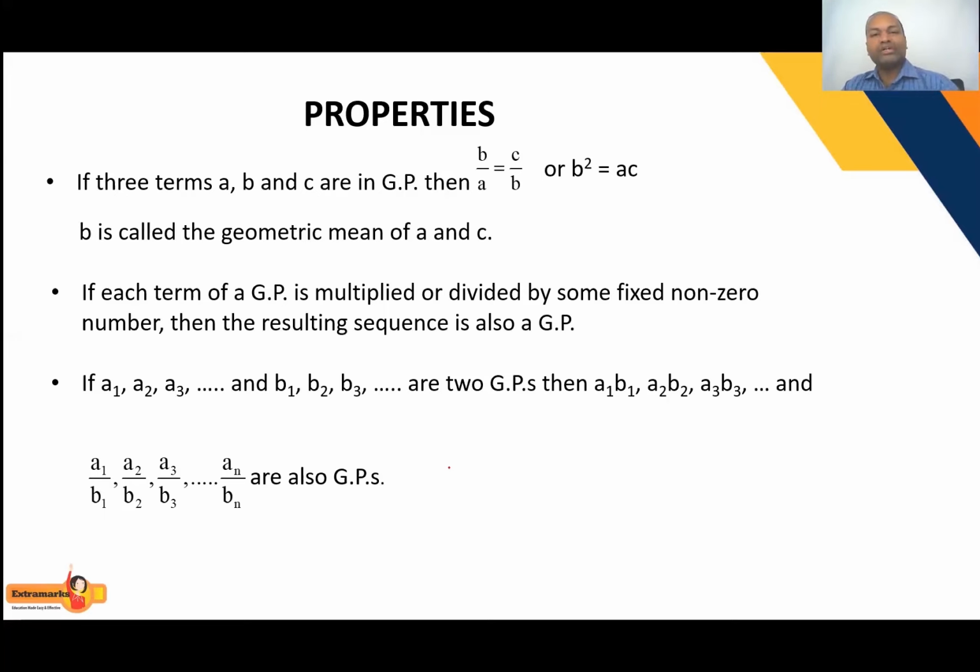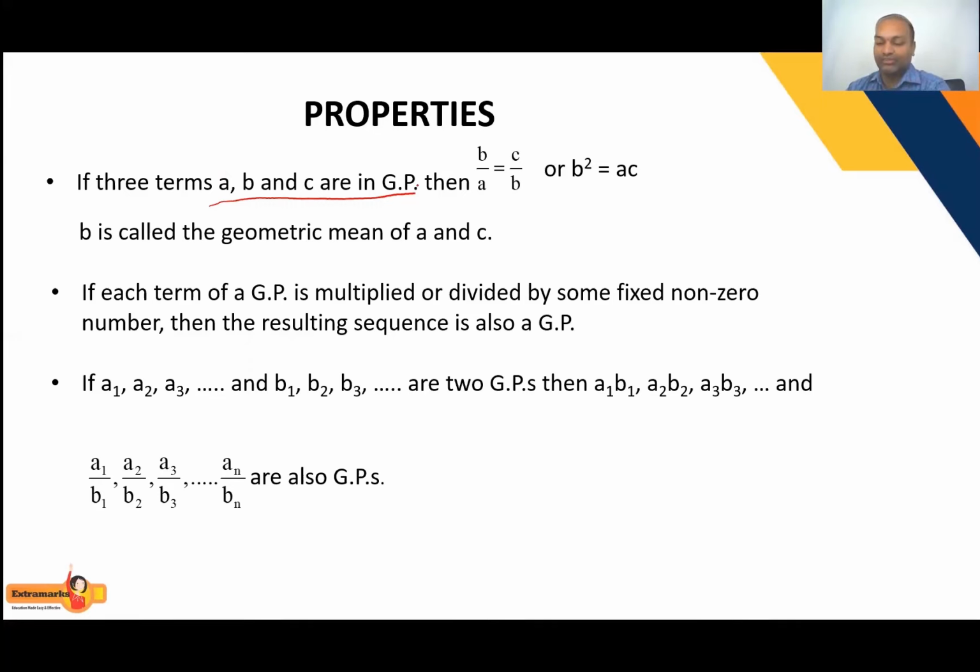Then coming to properties. Now in AP we discussed some properties. In the same way, GP also has some properties. What is the first property? If 3 terms A, B, C are in GP, then what is the condition? In GP, the general condition is what?